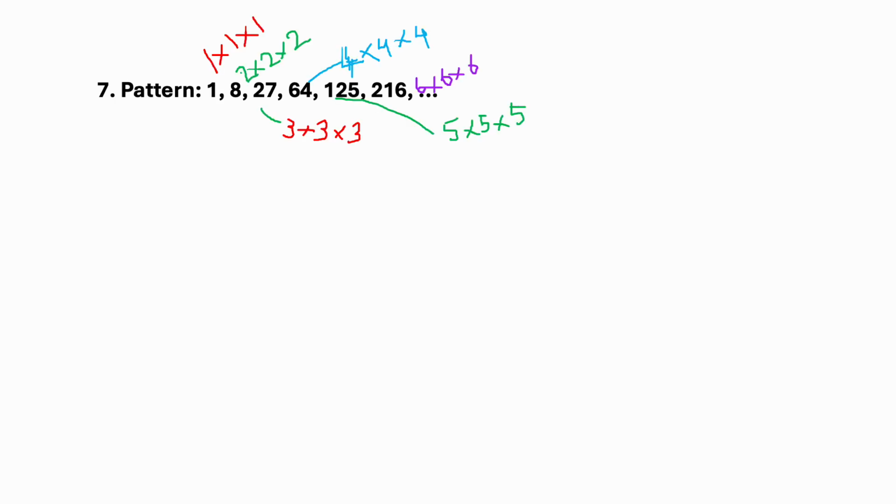See the next pattern: 1, 8, 27, 64, 125, 216. See, 1 into 1 into 1 is 1. Then 2 into 2 into 2, 8. 2 into 2, 4, 4 into 2, 8. Then 3 into 3 into 3, 3 into 3, 9, 9 into 3, 27. Then 64 is 4 into 4 into 4, 125 is 5 into 5 into 5, 216 is 6 into 6 into 6.